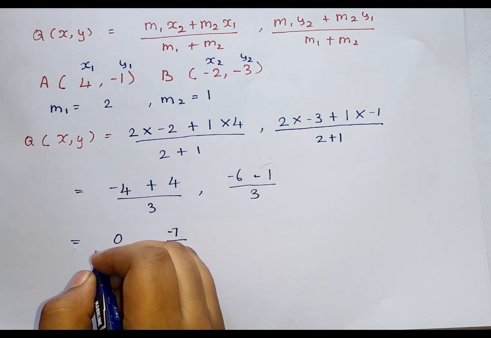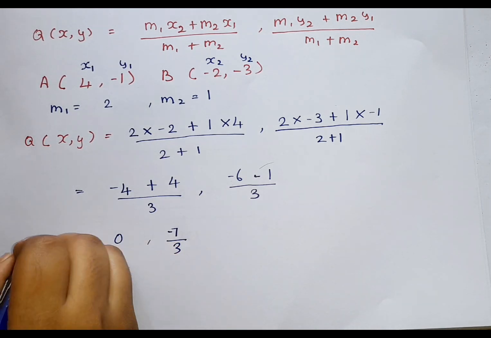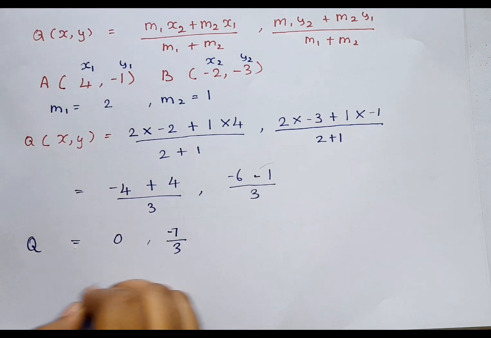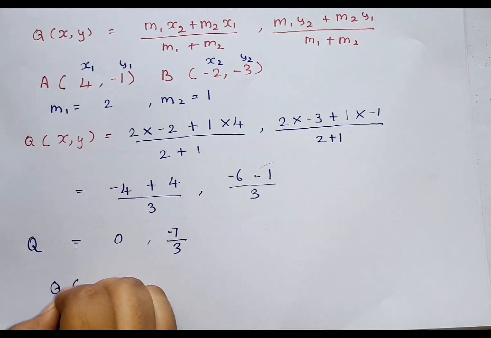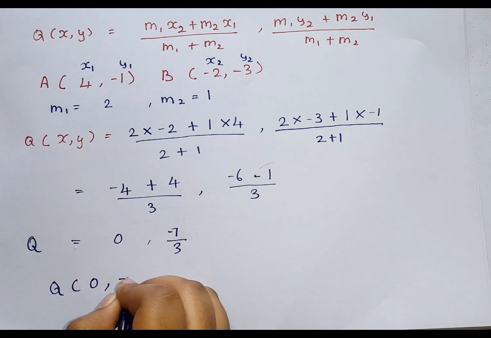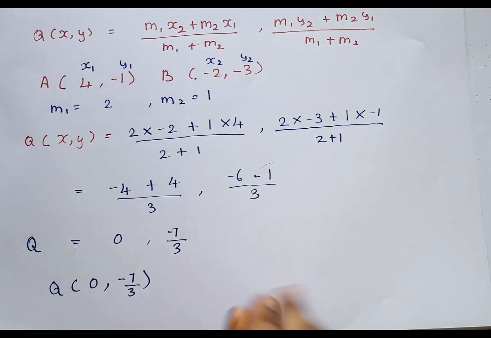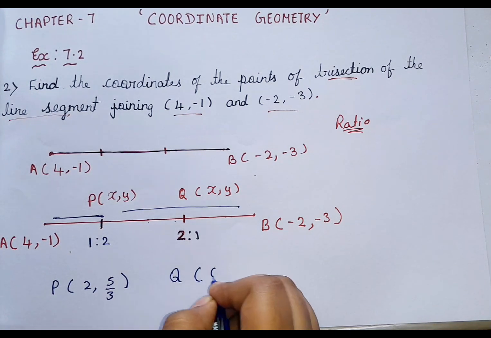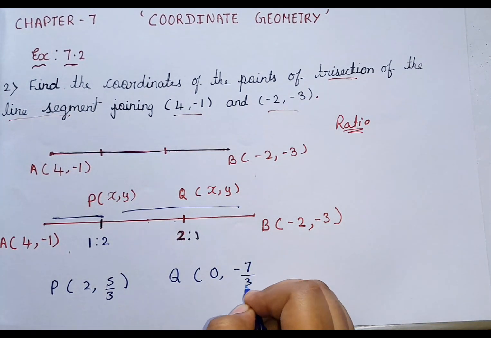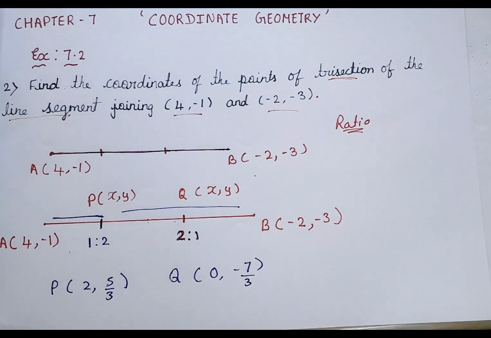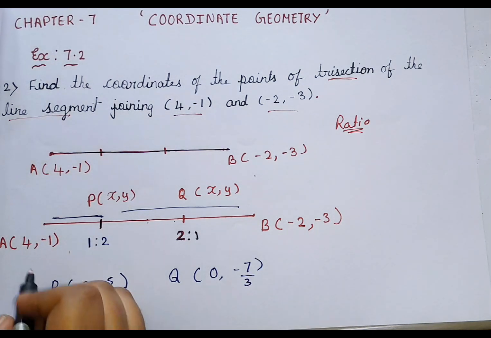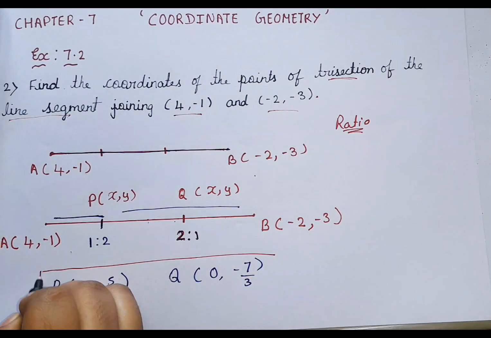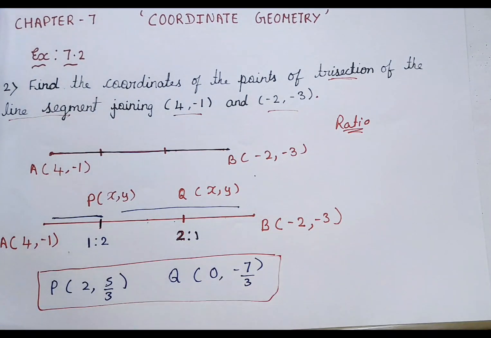divided by 3. So finally we got the Q coordinates. Then we can write Q as 0 comma -7 by 3. So the Q coordinate is 0 comma -7 by 3. Finally we found the coordinates, so this is our answer. This is how we find the coordinates.